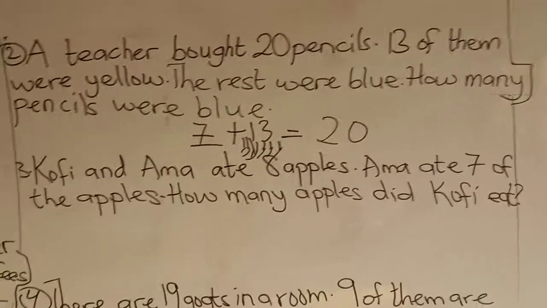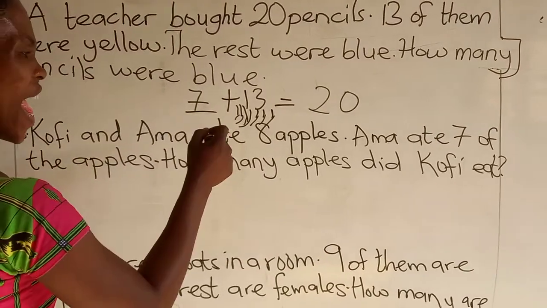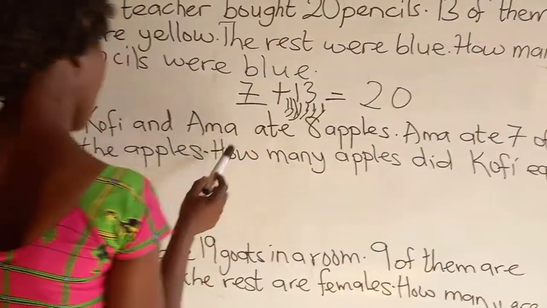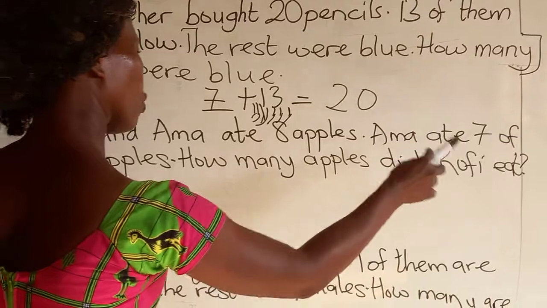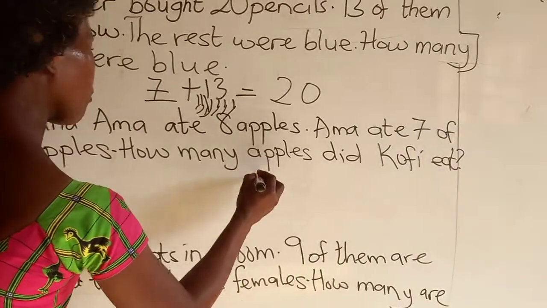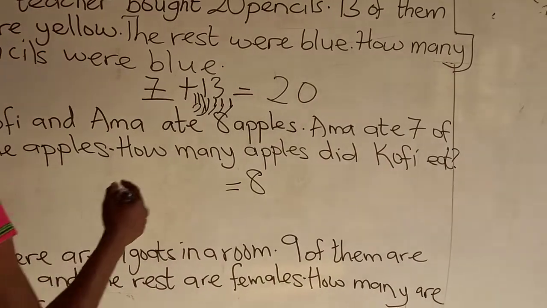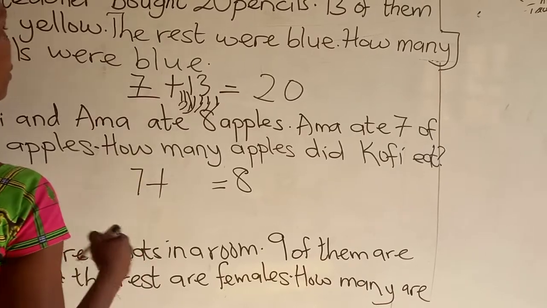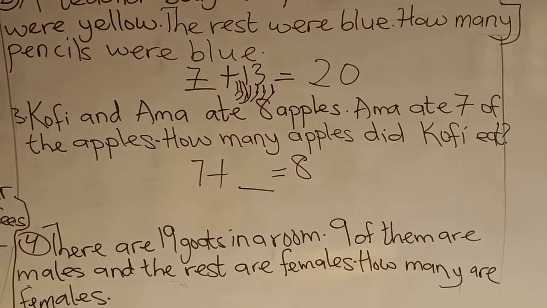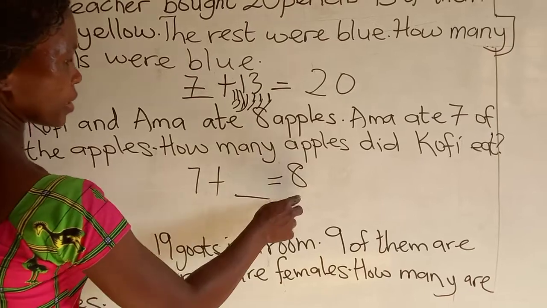It's very interesting. The next one we have: Kofi and Amma ate 8 apples. Amma ate 7 of the apples. How many apples did Kofi eat? The total was how many? 8. Amma ate how many? 7. So how many did Kofi eat? We don't know.